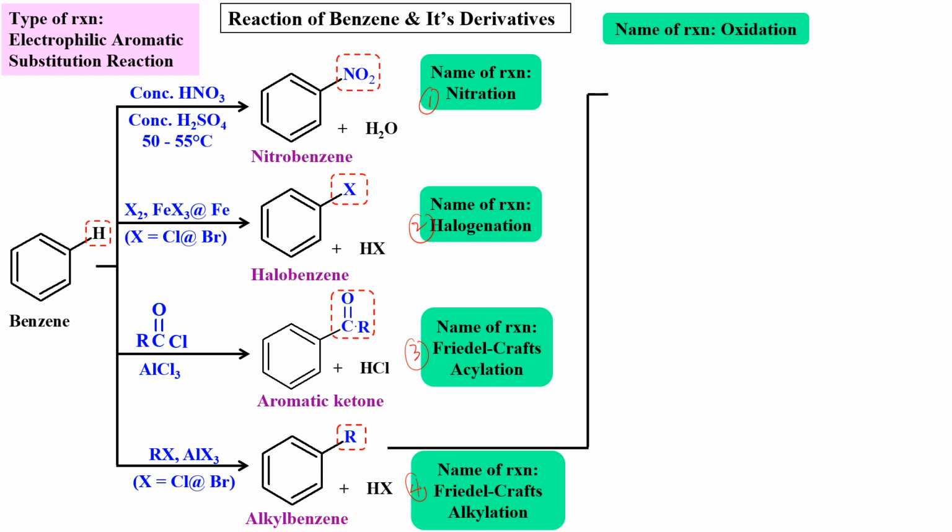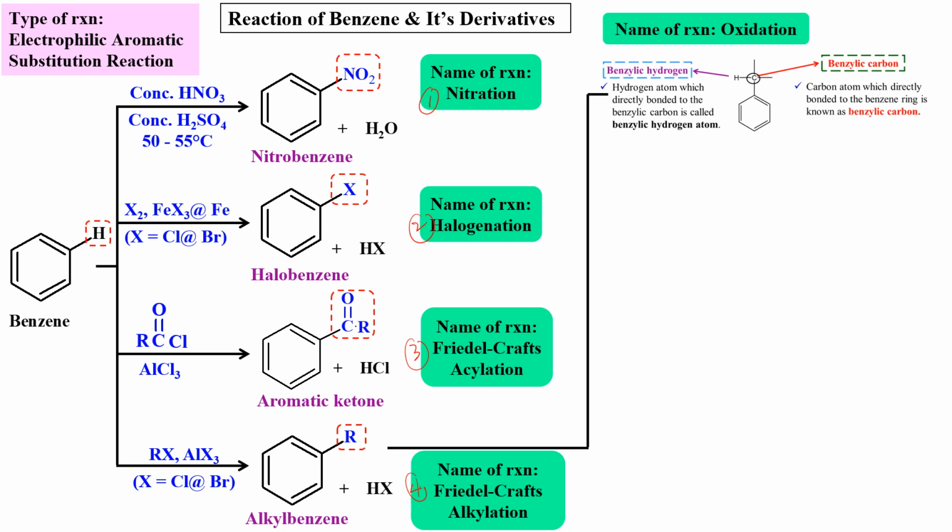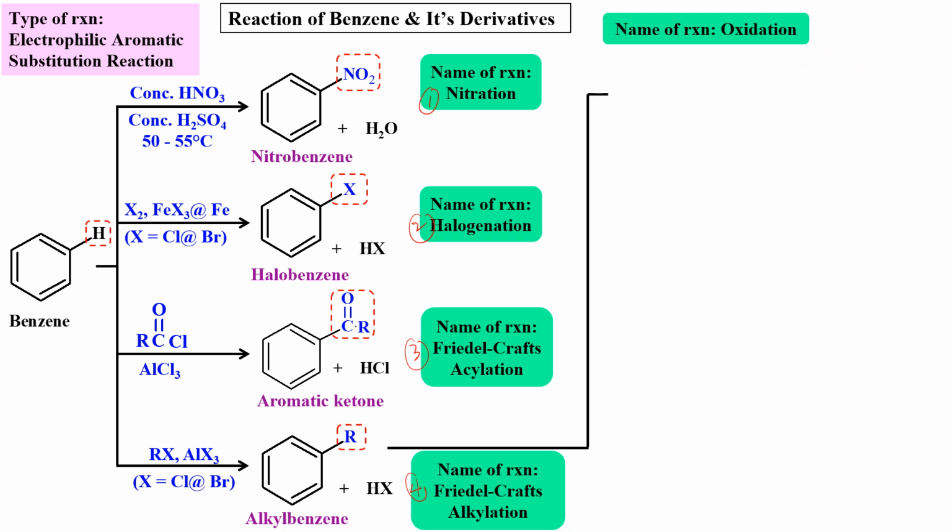The name of the reaction is oxidation. The requirement for an alkylbenzene to be oxidized, as you can see on the screen here: the carbon that is directly attached to the benzene ring is called the benzylic carbon, and the hydrogen attached to the benzylic carbon is called benzylic hydrogen. You must have at least one benzylic hydrogen. We look at the example.